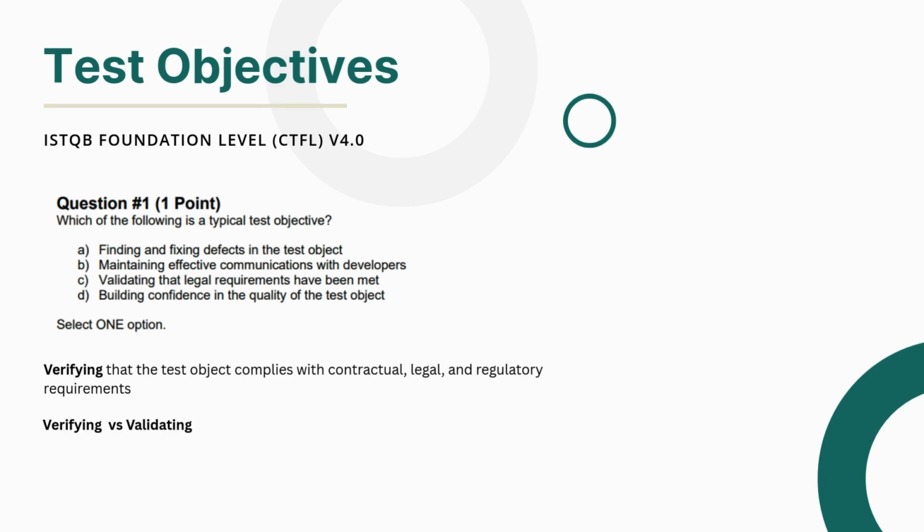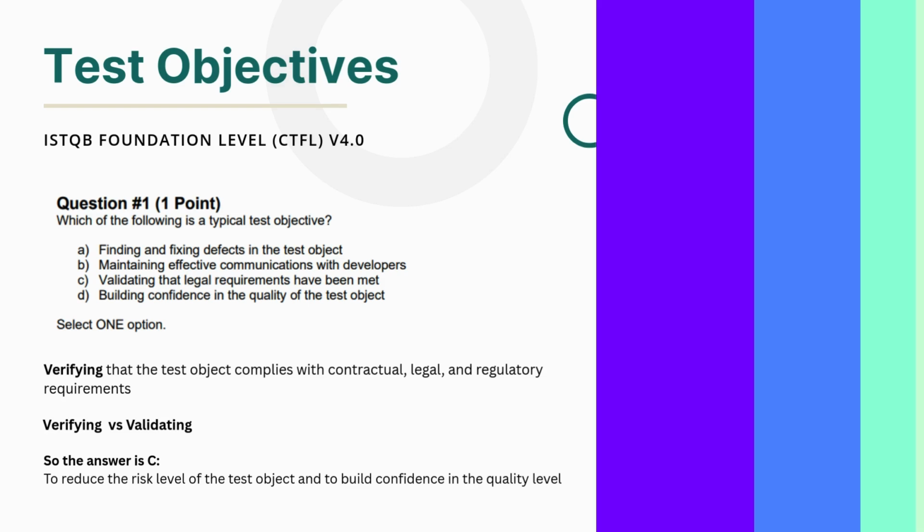Here's a quick distinction. Verification. Are we building the product right? Compliance with requirements. Validation. Are we building the right product? Meeting user needs. We will cover verification and validation in more detail in future lessons, so don't worry if it seems a bit tricky right now. So the correct answer is C, to reduce the risk level of the test object and to build confidence in the quality level. This example shows why watching out for distractors and having cross-topic knowledge is so important.